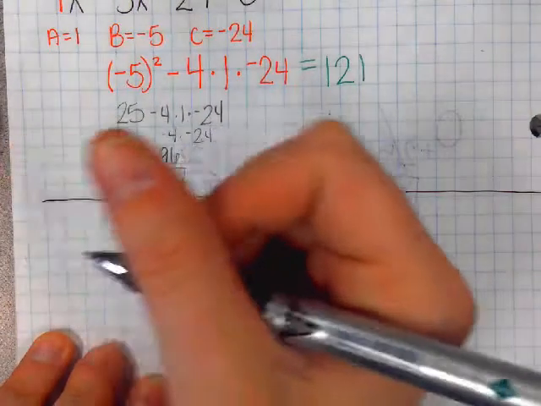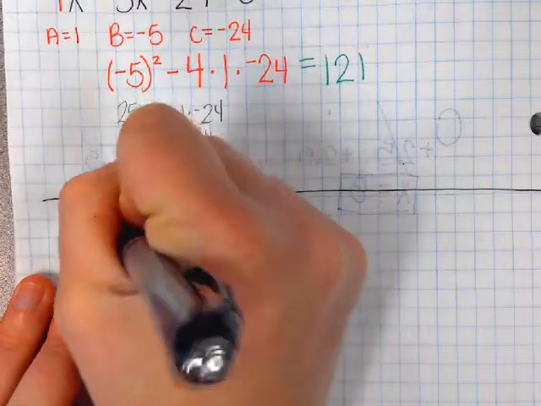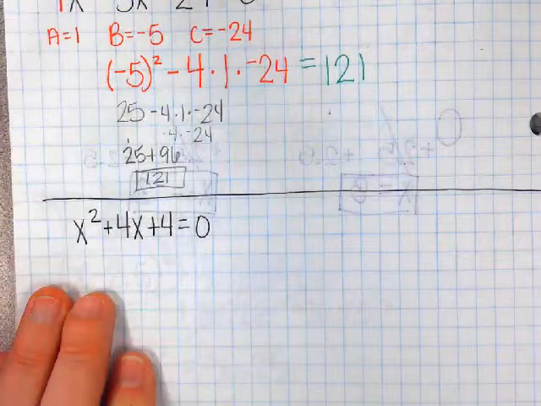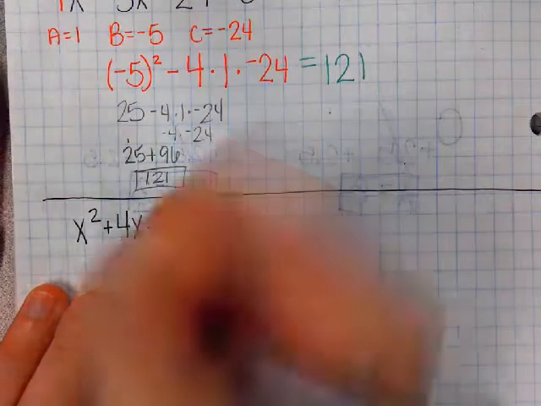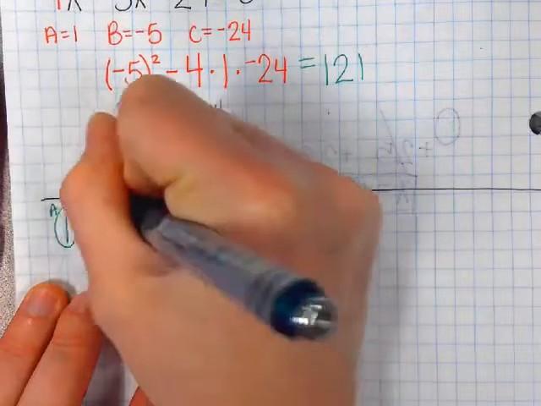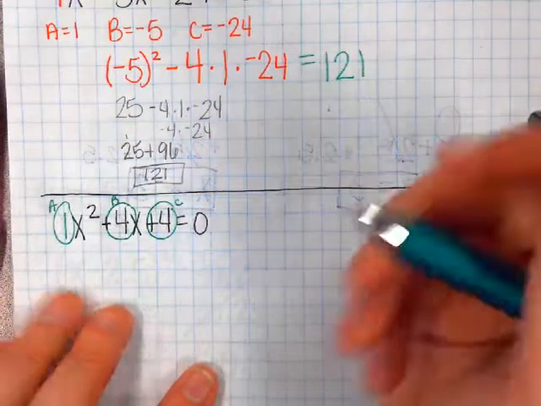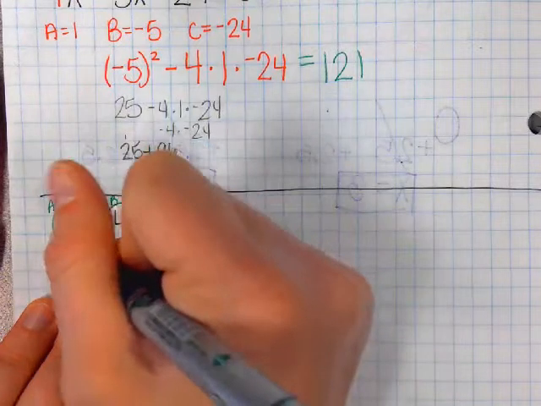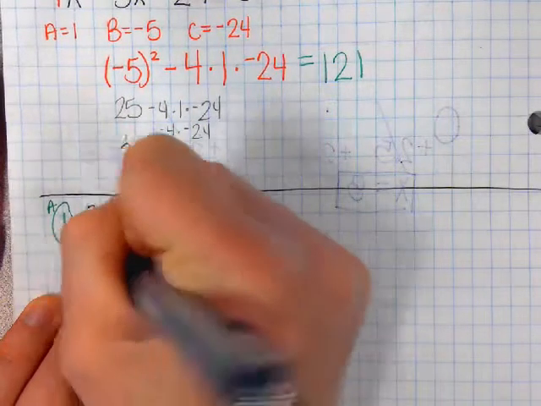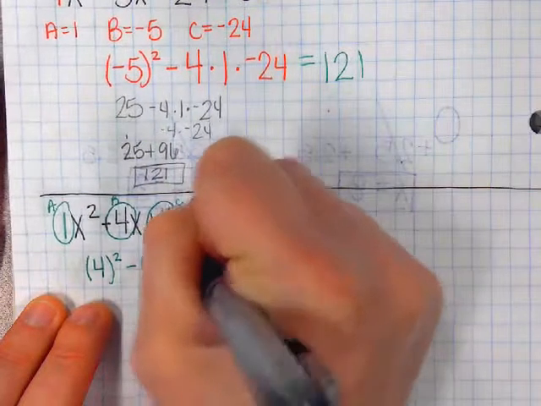So if we have x squared plus 4x plus 4 equals 0. Let's find all of our values. A is 1, B is 4, and C is 4. So, just B squared, so 4 squared minus 4 times A times C.